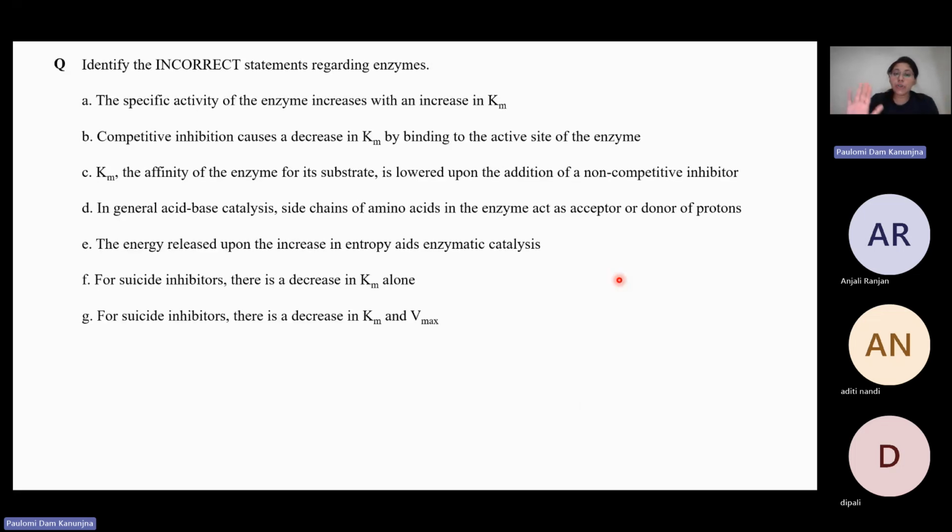All right, the last question on enzyme kinetics, and then we move to carbohydrates. Again, I'll let you read first, give me the answers for the incorrect statements, and then we'll discuss each point step by step.